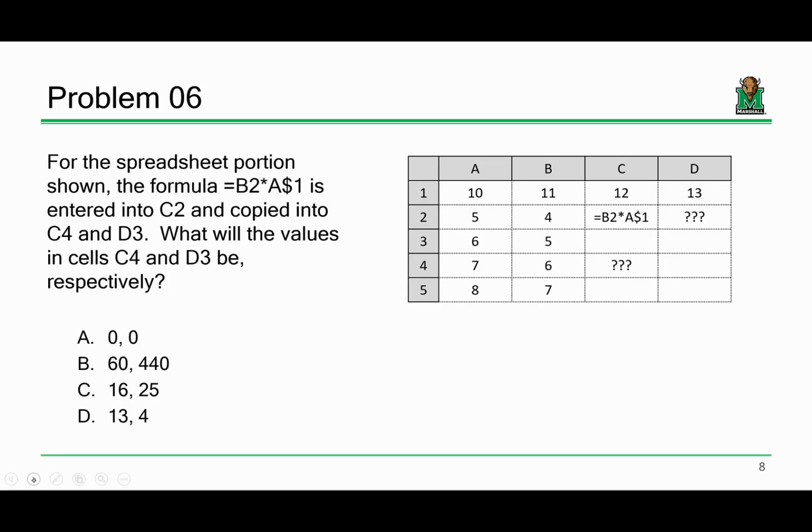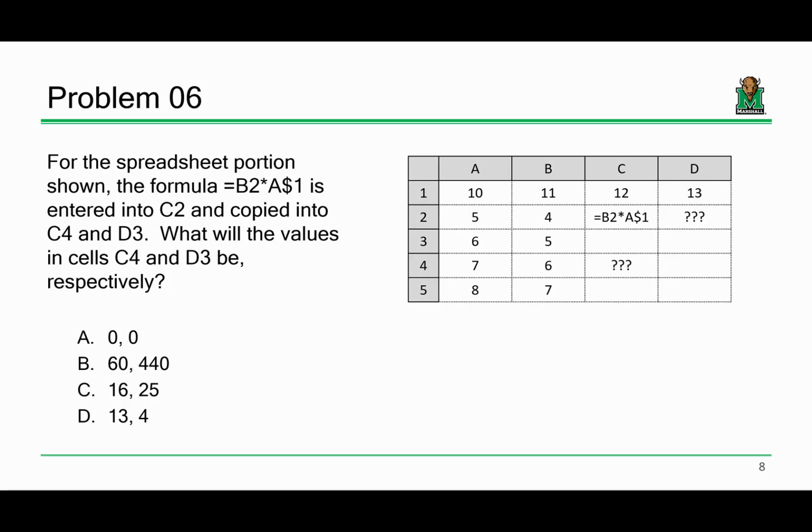So when you copy and paste these formulas across from different locations, you have to be very careful as to how you do that. With this problem, we have a formula in cell C2, and it's copied into cells C4 and D3. And so what are going to be the values in these cells?